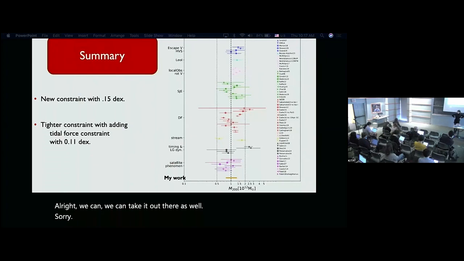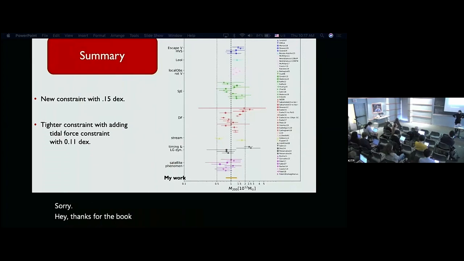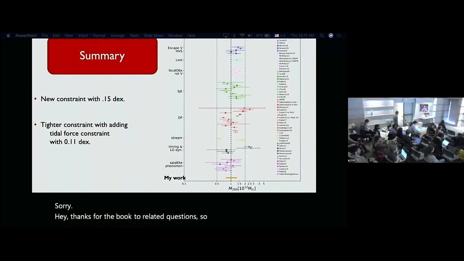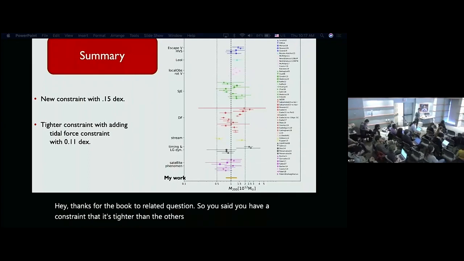Hey, thanks for the talk. It's a related question. So you said you have a constraint that is tighter than the others. Probably you said that and I missed it, but I was wondering how you estimate the uncertainty that you get, and how robust is this uncertainty estimation that you're providing?